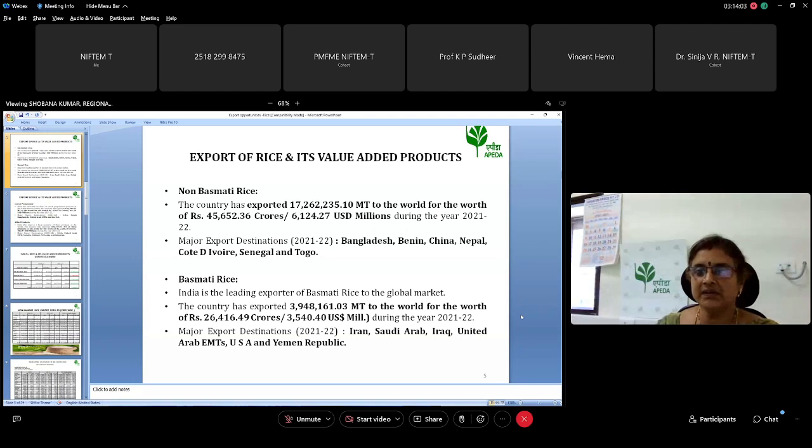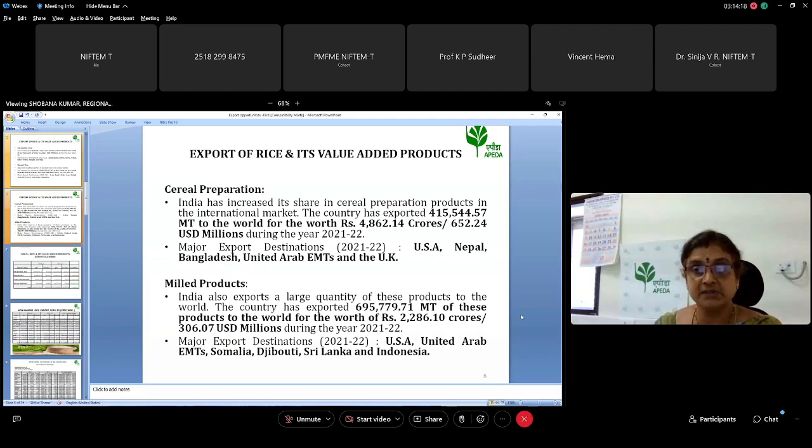But wherever we are exporting, the main criteria that we have to keep in mind is the quality parameters that each and every importing country is looking at us for. So only when we meet those requirements, the product can be exported. And particularly if we take rice, yes, we have to be very, very particular and clear about the importing country's requirements. Under value-added products, as I said, it comes under cereal preparation.